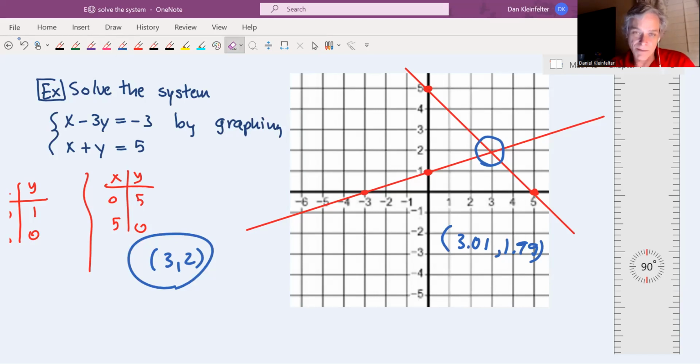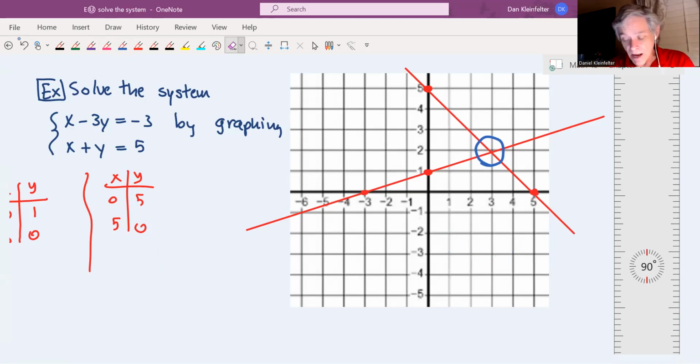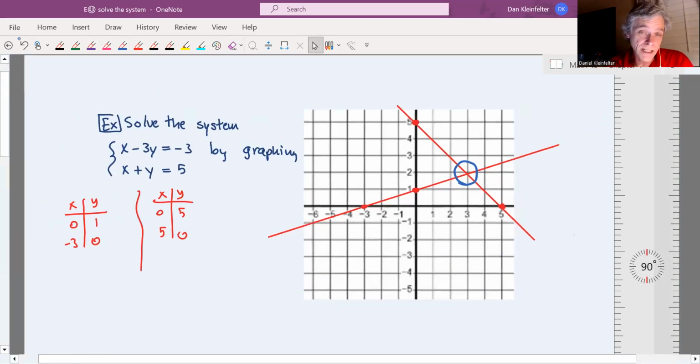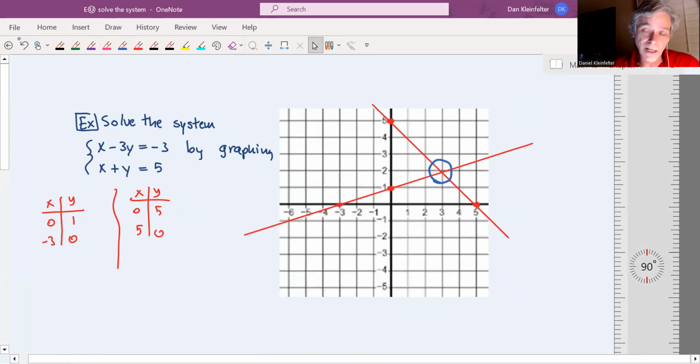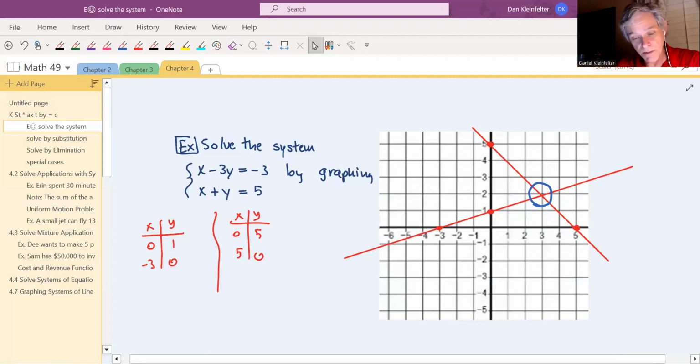And here the lines themselves were pretty easy to graph. So I'd recommend solving one or two of these by graphing, just to get a feel for it, and then thereafter we have better ways of doing it. And so we want to look at those better ways right now.